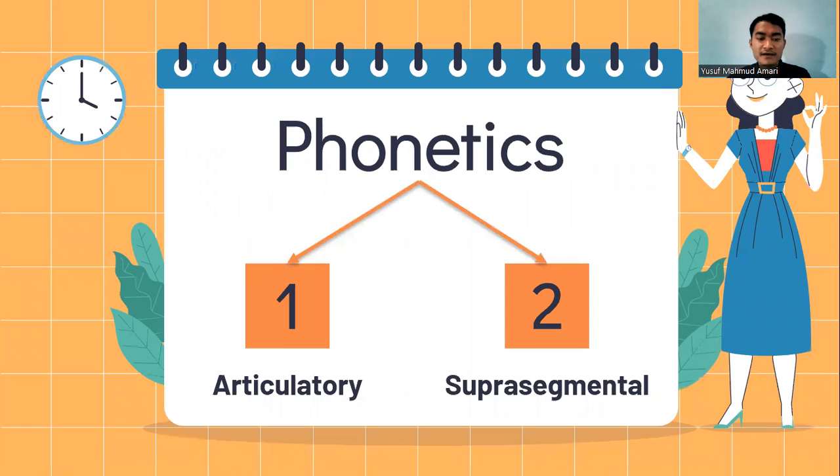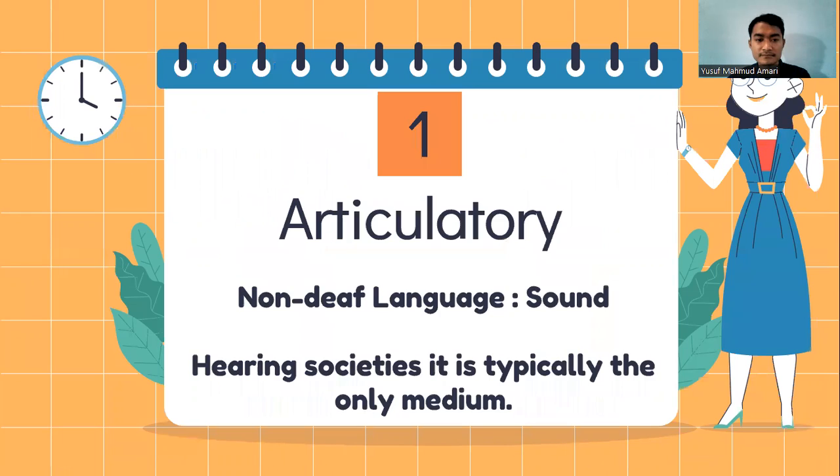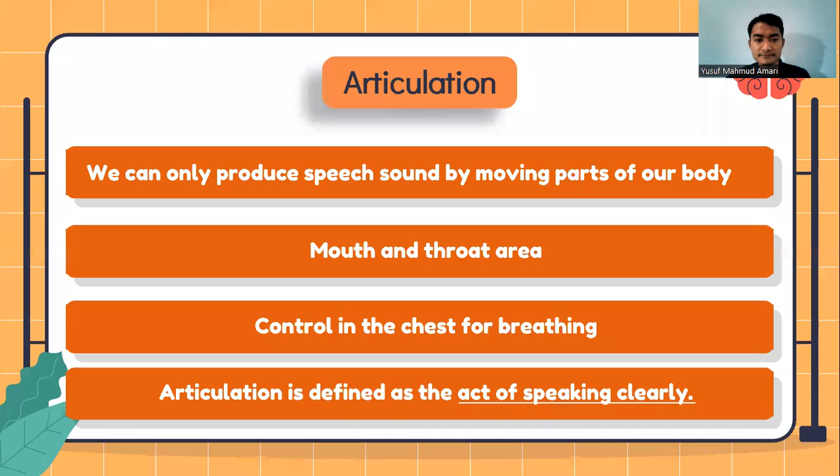And it is divided into two categories. The first one, articulatory, and then suprasegmental. Articulatory is about the sound, not about non-deaf language. So when we can hear, it's not about articulatory, because most of us are able to hear.